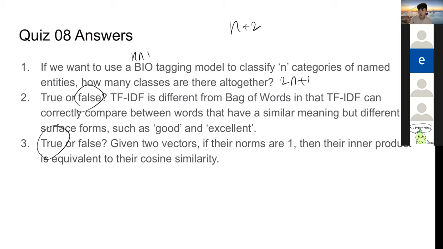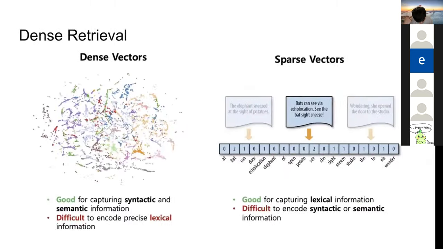All right, so that was a lot of recap. Hopefully now these things make sense to you a bit more. All right, so let's go to lecture 8. Today we're going to cover dense retrieval, the second stage.